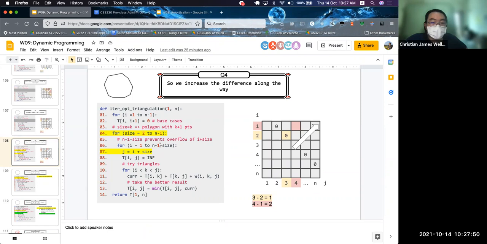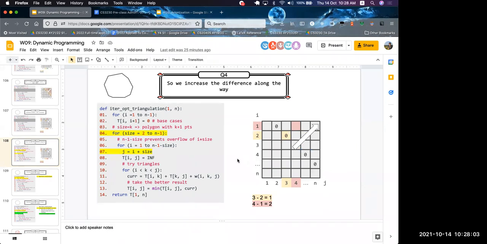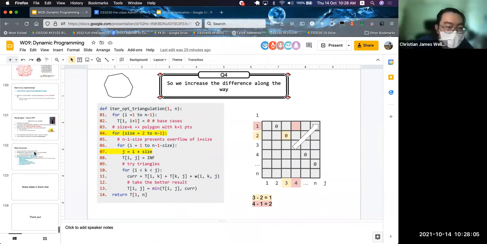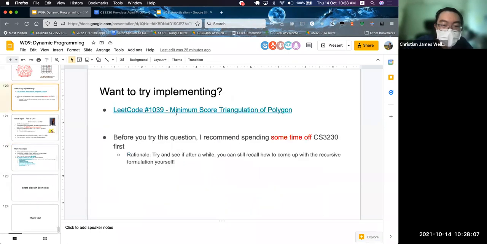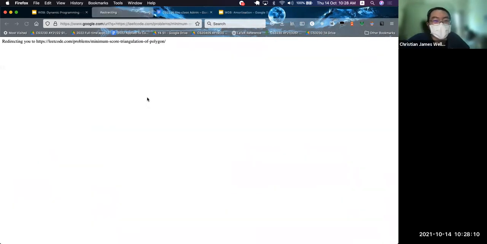So let me think through again. If i goes to n minus 1 minus size, yeah, you're right, j will always stop at n minus 1. And that's weird because I'm pretty sure I submitted the code using n minus 1 minus size. So let's see what goes wrong there.